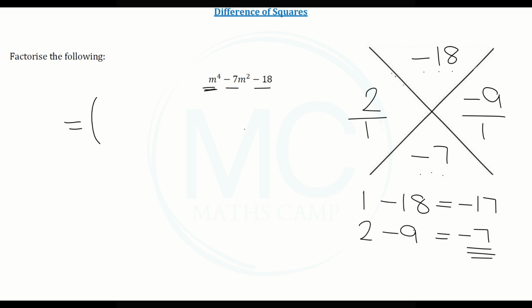Remember, the denominator of these fractions is the coefficient of the first term in the bracket. Here we have m to the power of 4, square root, and we get m squared. We'll have 1m squared, which is simply m squared, in our first bracket, and again in our second. Our first fraction is 2 over 1, so we can say plus 2, and our second is negative 9. So we can say minus 9.